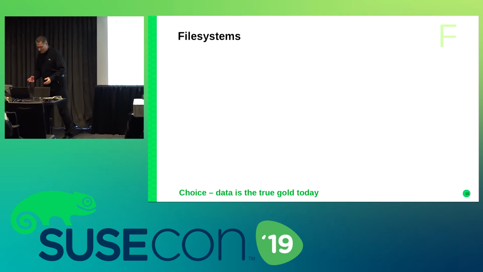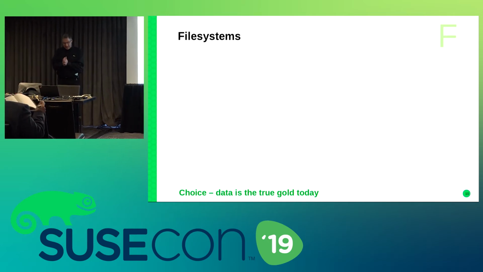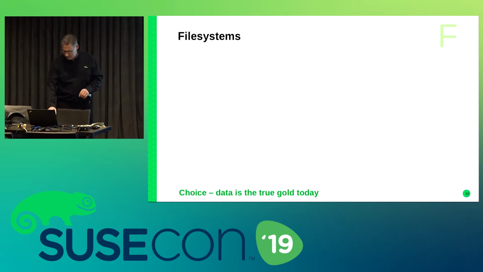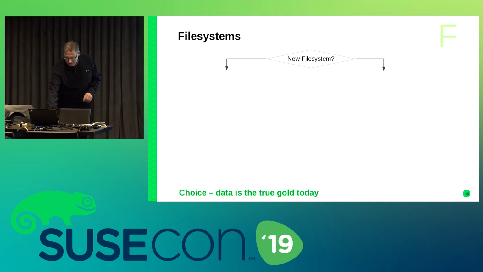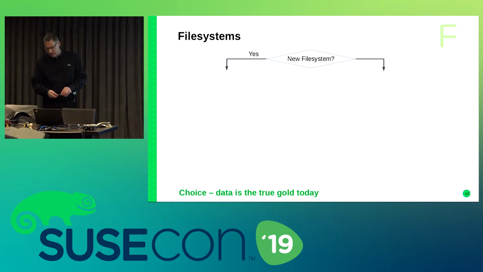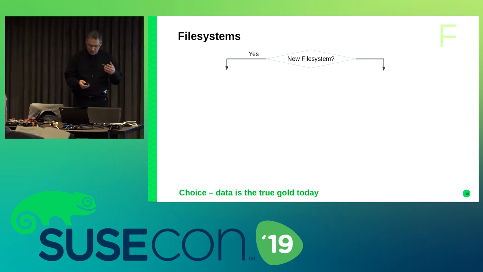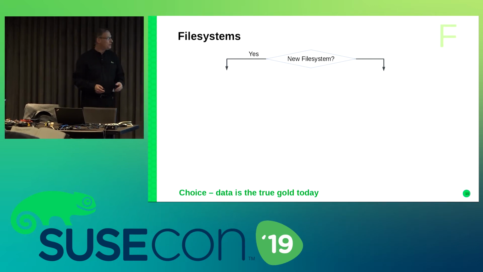Good. F is about file systems. And as you know, I'm a Btrfs fan, but I'm not only a Btrfs fan. I am actually a fan of using the right file system for the right choice. And this is what this graphic is about. It is about how to define which file system you should choose when you do something.